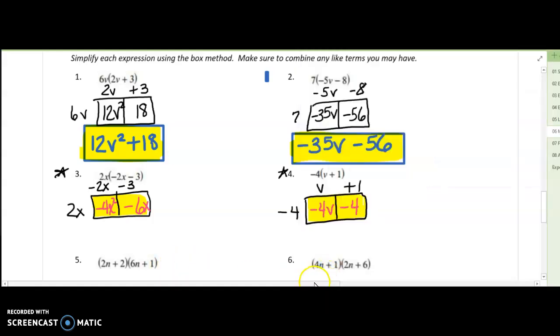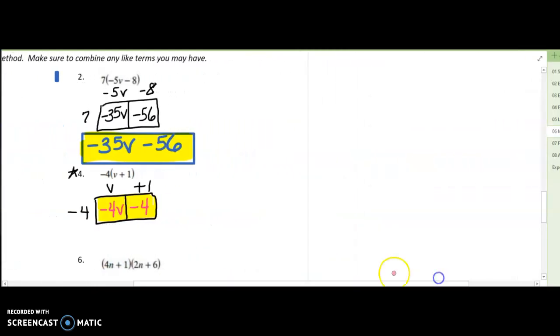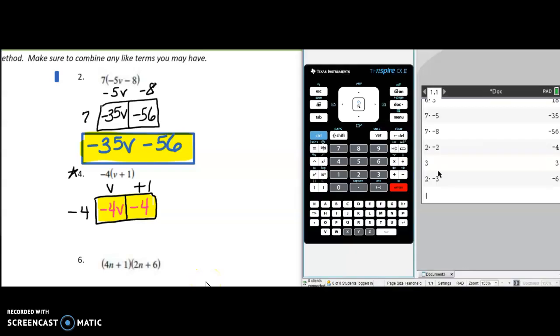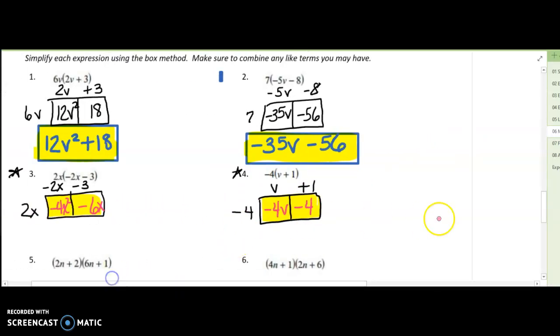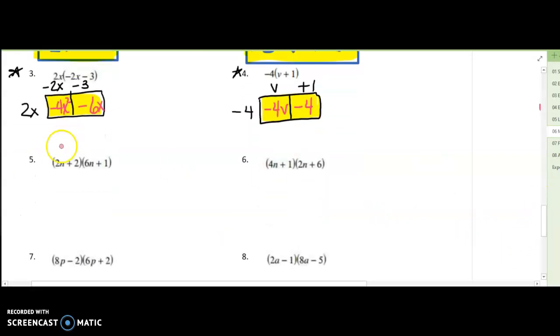All right, so then move over here to this one. I have negative 4 times v, so that's just a negative 4v. Then I had a negative 4 times 1, and that's just a negative 4. Okay. All right, so let's do these next two together.